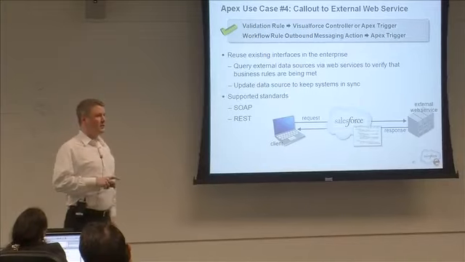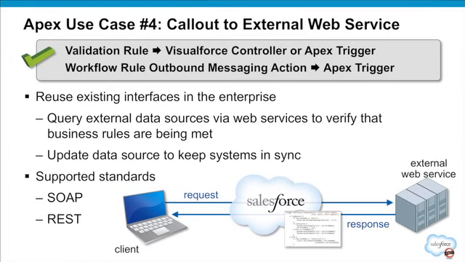We want to do a callout to an external web service. If we want to call one of your web services, so let's say you're a customer and you have an SAP system, you have an integration server, whatever the case may be, if we want to call that web service, the mechanism by which we do that is Apex. So we can query external systems, we can update them, we can do a SOAP callout, we can do a RESTful callout, but Apex is the mechanism that we do callouts.